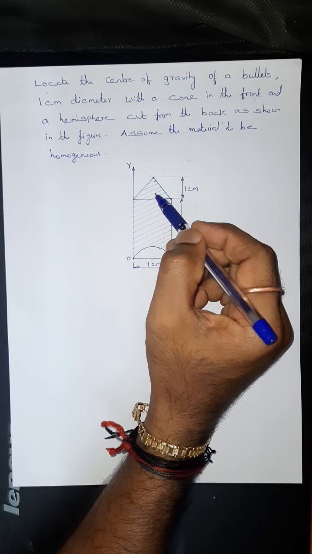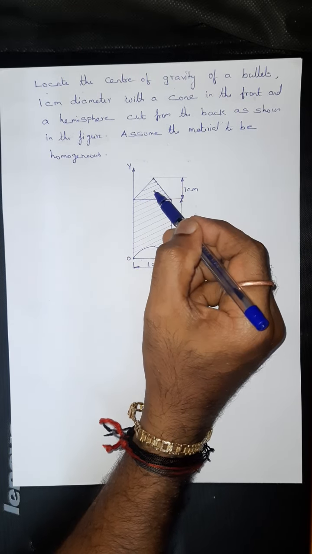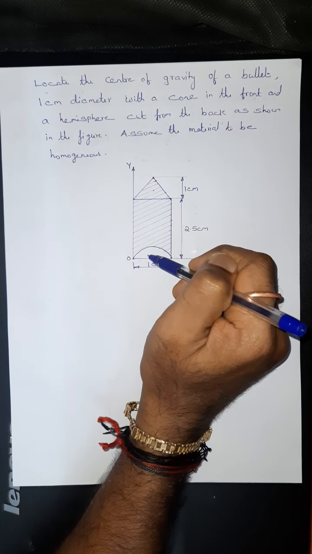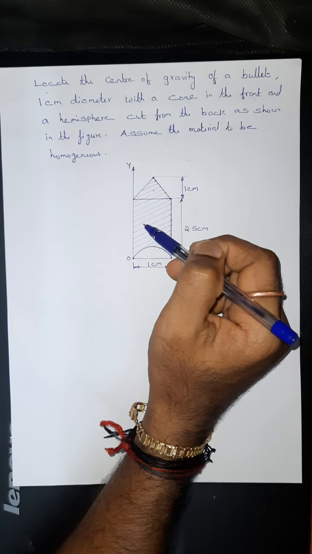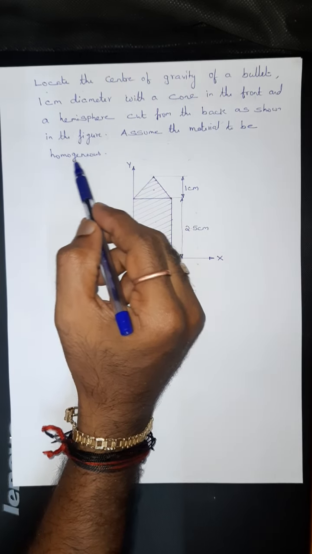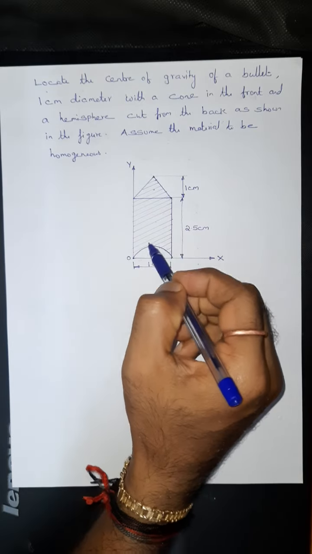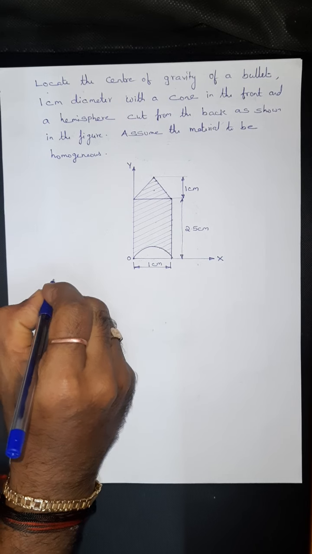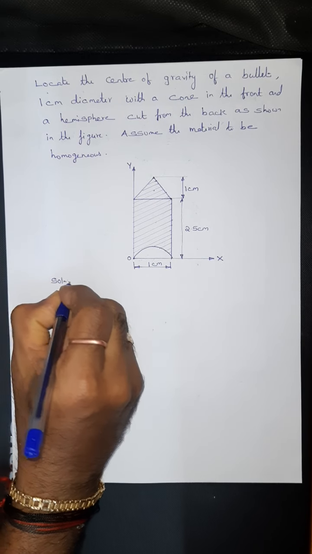So all the three, that is the cone, the cylinder and the hemisphere, are of the same material, therefore their densities are the same. That's what it meant. So homogeneous means all the three objects have the same density. Solution, let me just start with.